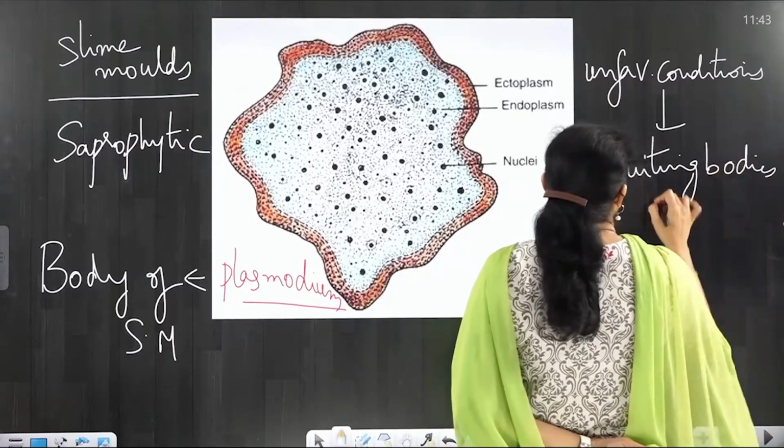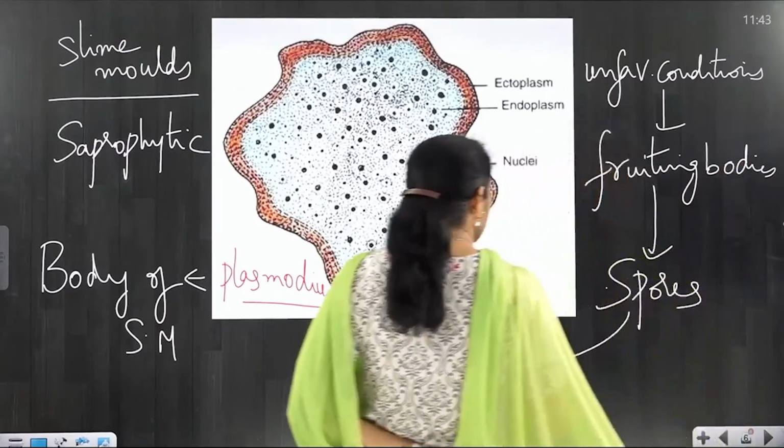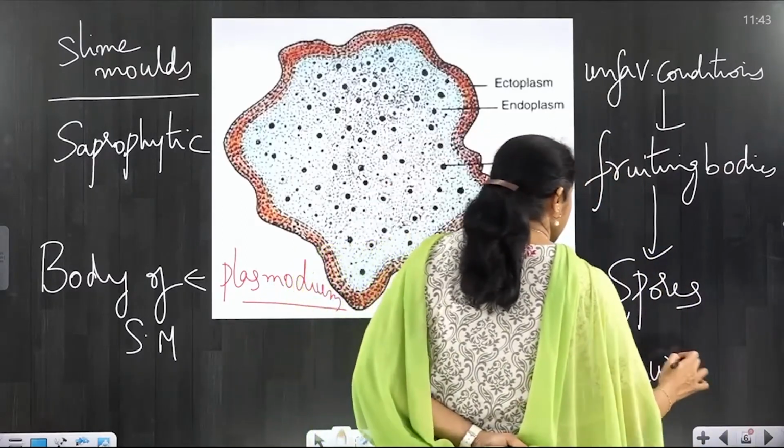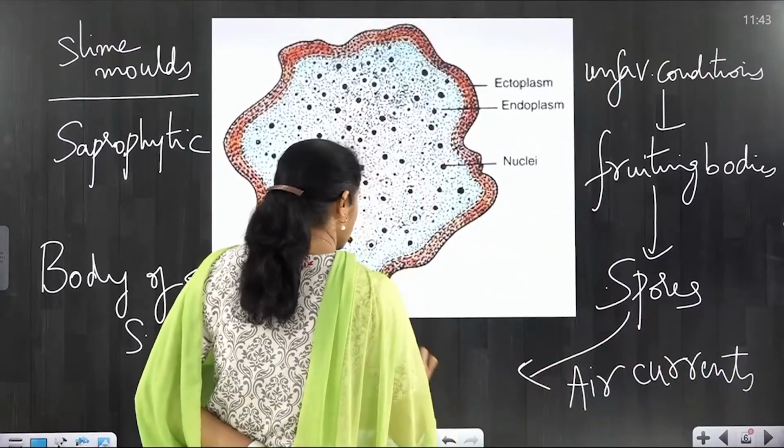And in that fruiting body, spores are formed. And spores will be dispersed by air. Air currents will be dispersing the spores.